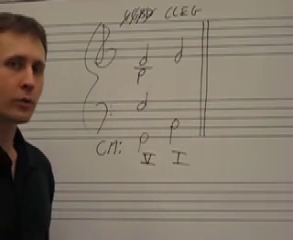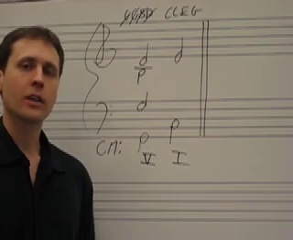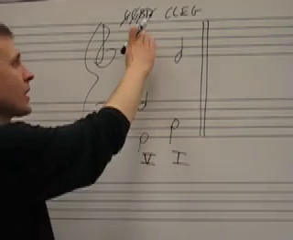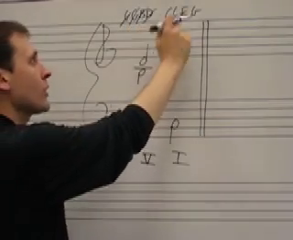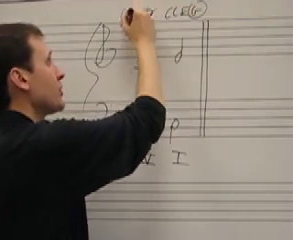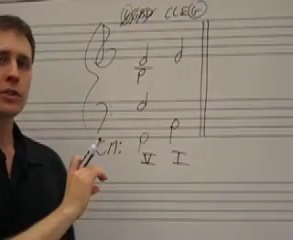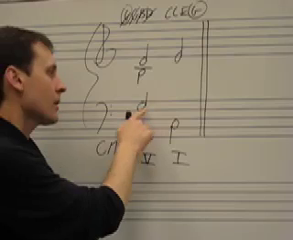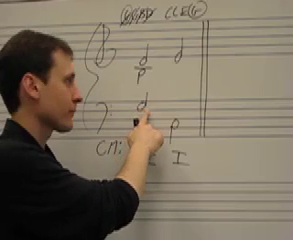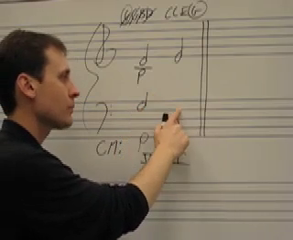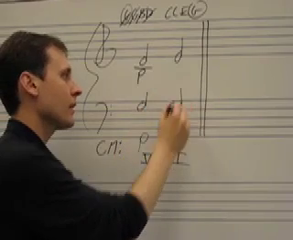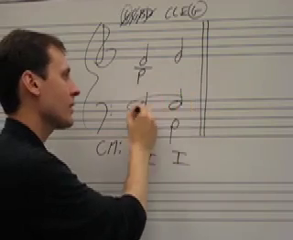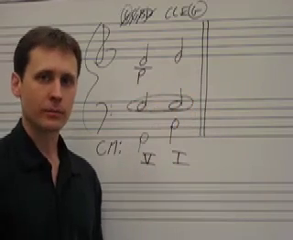When you're doing part writing with root movement by fifth, you want to keep the common tone. Because if you notice, between the 5 chord and the 1 chord, we have a common tone of G. So we want to try and keep that common tone if it's possible. The tenor voice has the note G. So let's go ahead and give the tenor voice the note G in this chord as well. And that way, they keep the common tone.